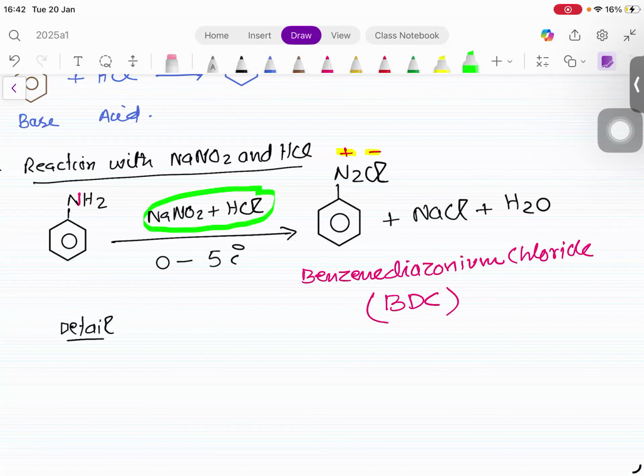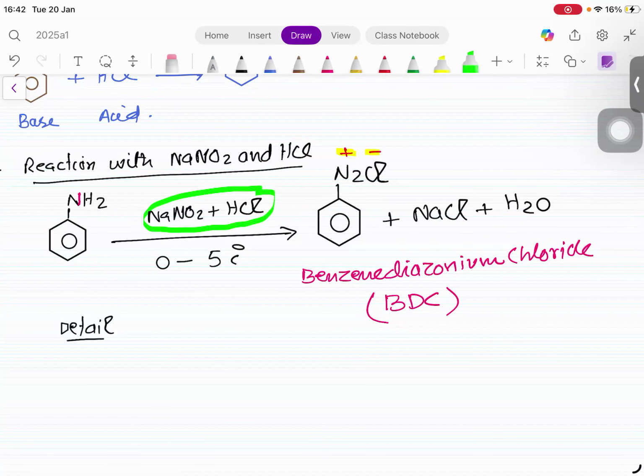Now look at this. What actually happens? This reaction of the phenylamine is not with NaNO2 or HCl. This is the reaction of phenylamine, which is a base, with an acid, HNO2, known as nitrous acid. So why do we use the other reagents? Actually, nitrous acid is highly unstable. So we can't have nitrous acid before the reaction.